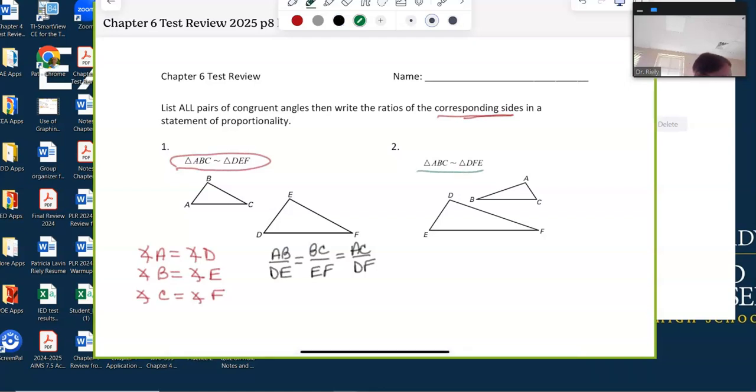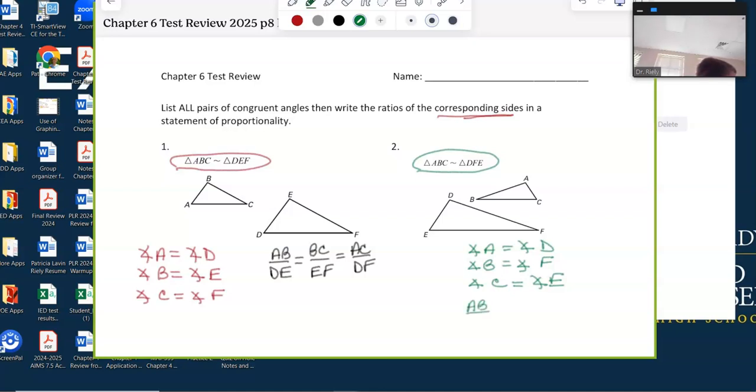So looking at the next one, it's almost the same thing, but you're going to very carefully use this similarity statement. So the angles this time are angle A goes with angle D, angle B goes with angle F this time, and angle C goes with angle E. Again, use your similarity statement because it makes it easier than trying to look at the shape.